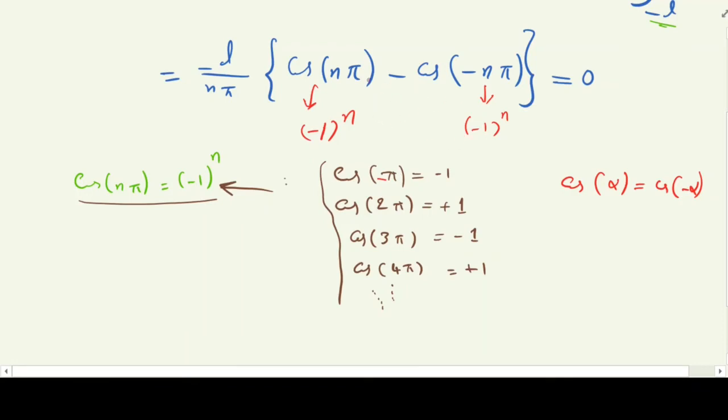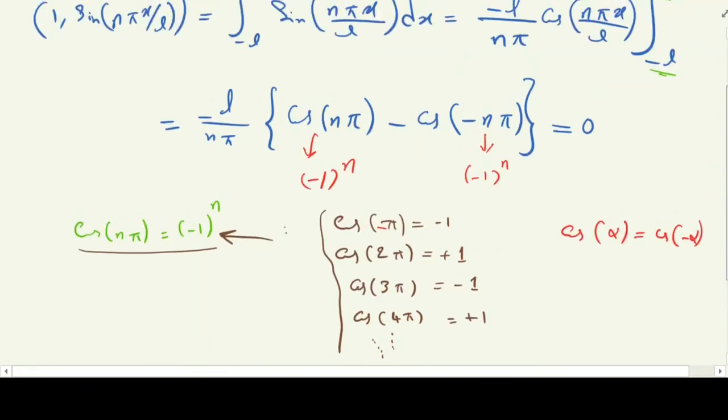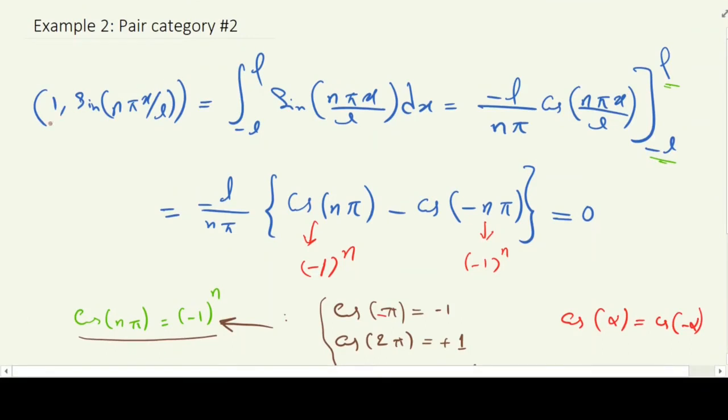So again, both of these values are equal, and if you subtract one from the other, you're going to end up with 0. In other words, all the corresponding infinite pairs are going to have 0 inner product.